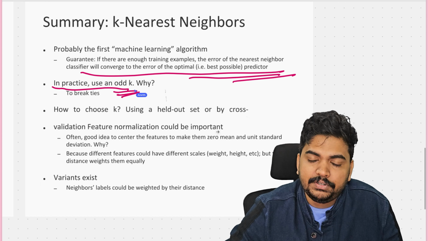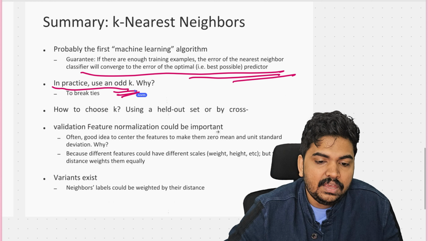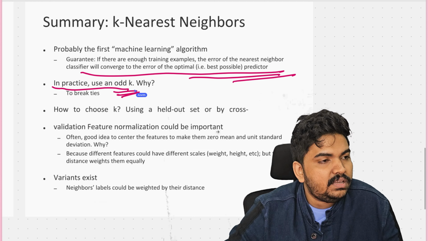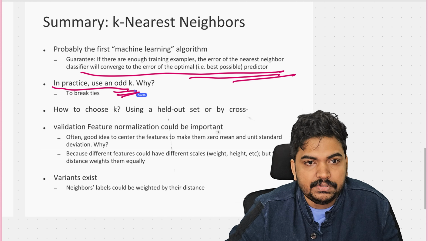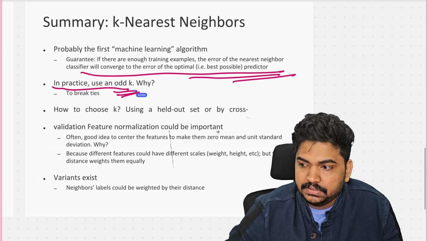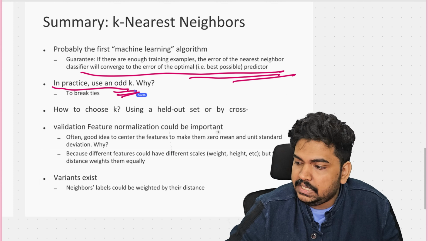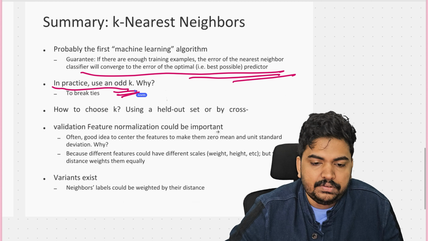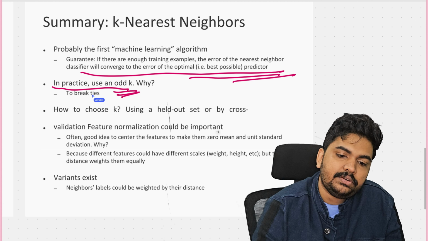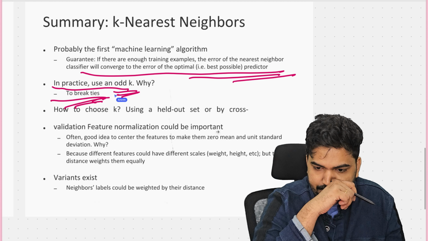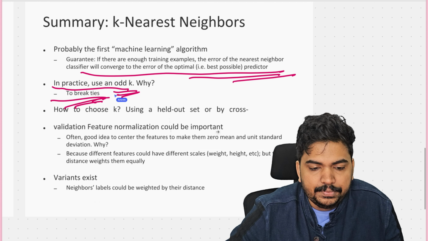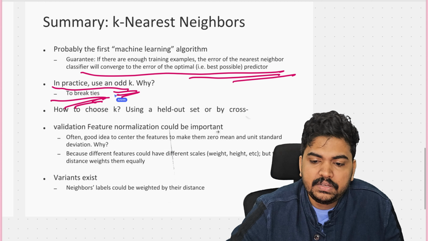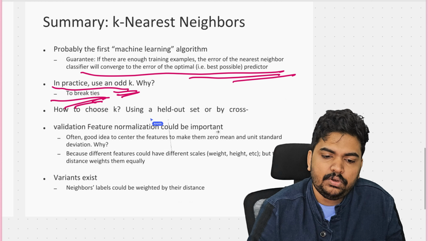And I think now you may be able to guess why that is the case, because if you have an even k, there is a possibility that for a classification task, there can be an equal number of neighbors with different labels. Say if it's a binary classification task and if k is 8, then I may have 4 and 4. And then the majority voting will not help. So to break ties, it is better to have an odd number of neighbors. How to choose an optimal k? Ideally using a held out set or by cross validation.